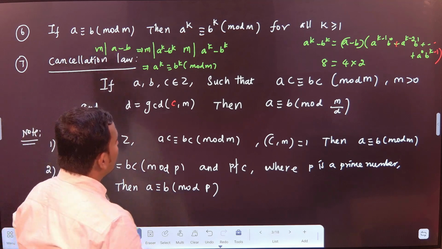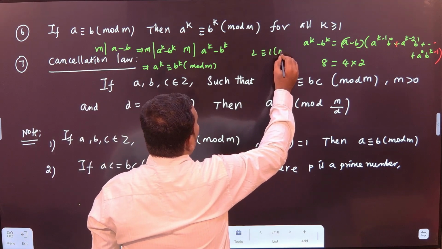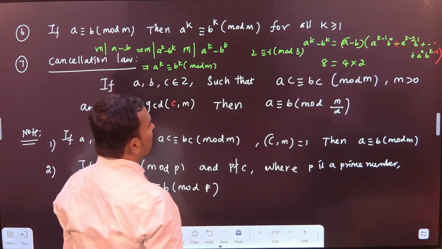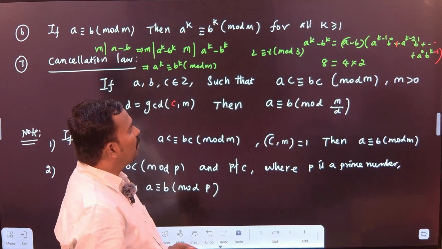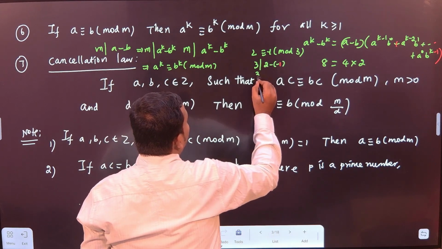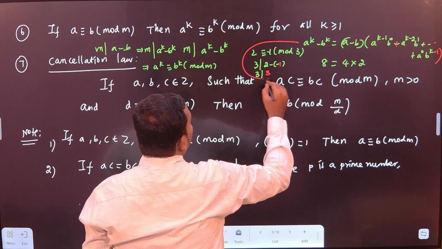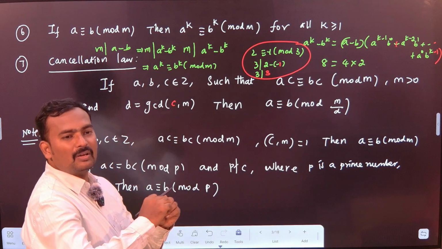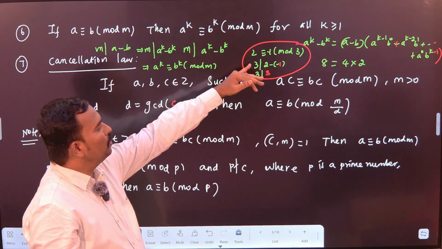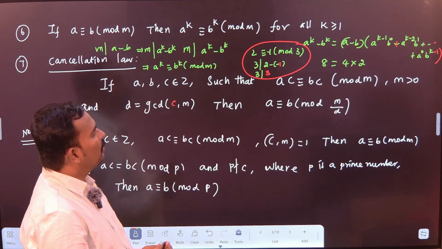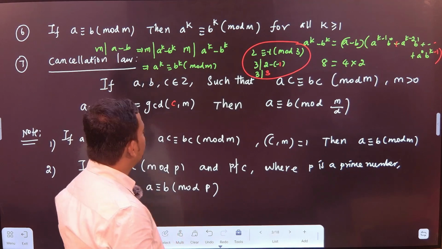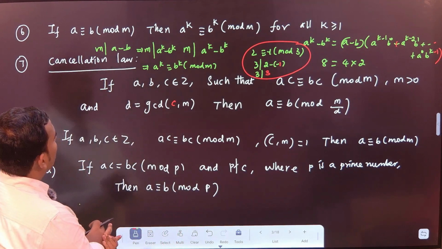For example, if I take 2 is congruent to minus 1 modulo 3, correct? Why is it true? Because 3 divides 2 minus of minus 1, that is 3 divides 3. It is true, right? So when you raise the power, that means equal to 1 or more than 1 you can take. You can raise to 2, 2 square is congruent to 1 modulo 3. I hope everyone understands this one.